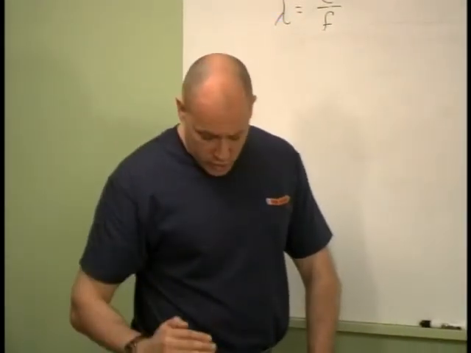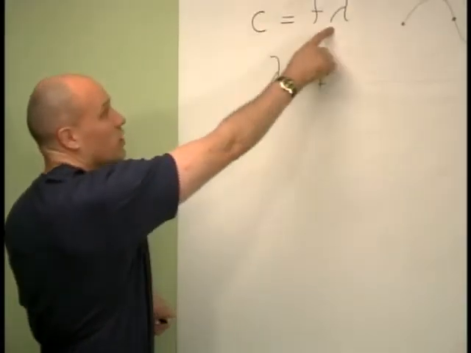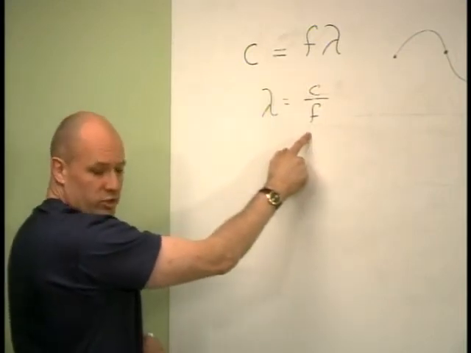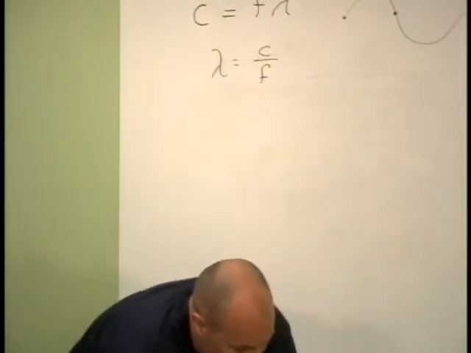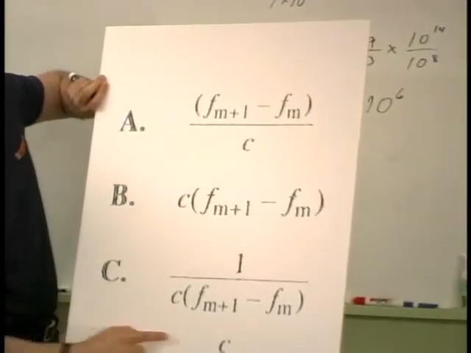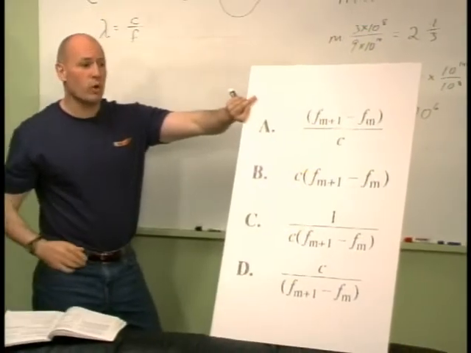There's only one answer choice here that gives the proper units of wavelength. If I look at this equation here, wavelength has to be c over some frequency. And if we take a look at our answer choices, there's only one that gives me c over some frequency, and that's choice D. 71 is the answer.